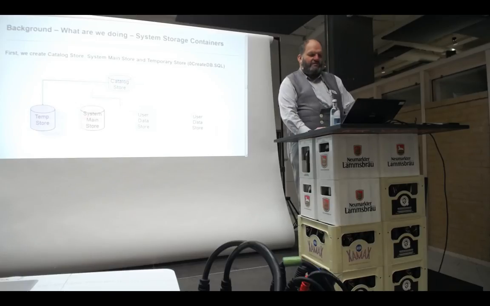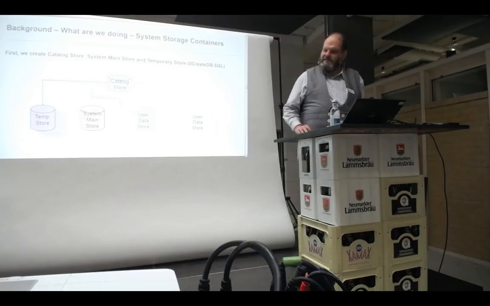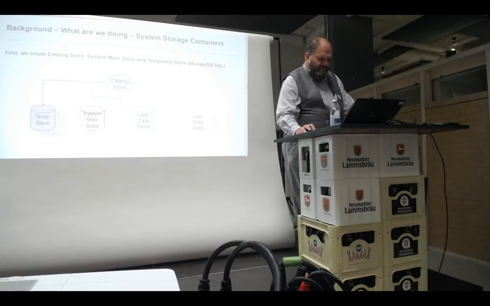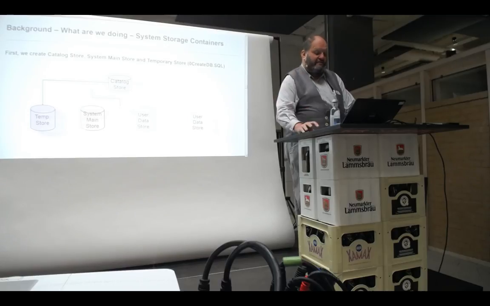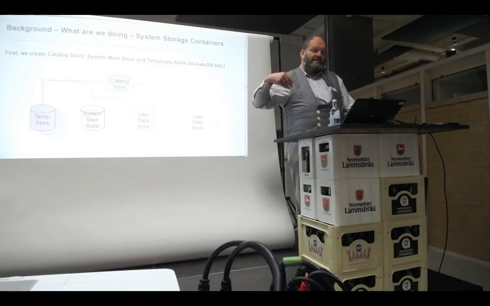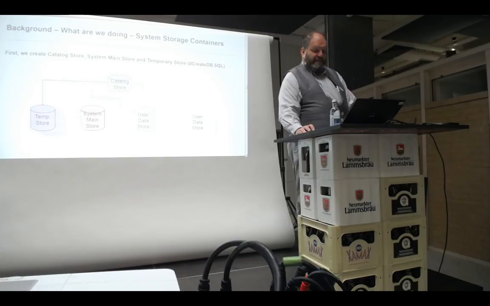So our database will look like this. We have a temporary store. We have, first of all, the catalog store, which is, as I said, the hook of the whole thing. The catalog store, among others, contains the information where the locations are for the other stores. We have a system main store, that's the one that I've created initially, the user data store that I've created in the second step. And we can have more of them if we have this very large database option. Otherwise, it's by license restricted to one user data store.